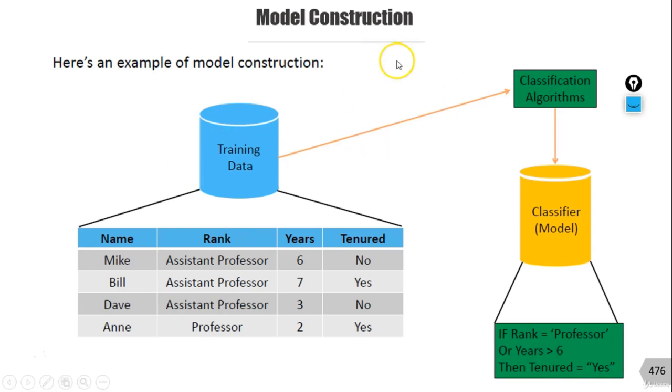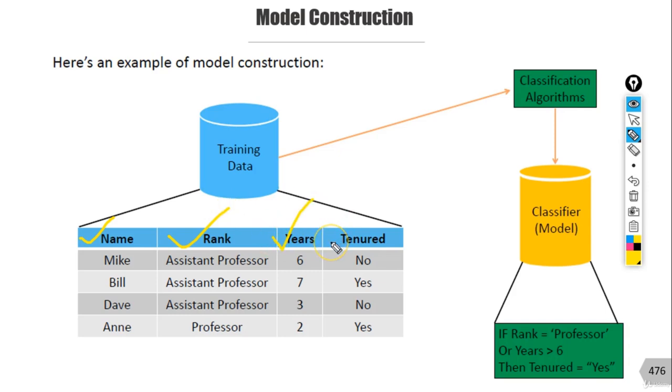Now let's take an example. Suppose you are trying to understand whether some professor is tenured or not. So based on these three variables, you have name, you have rank, and you have years. Now this is your training data set.